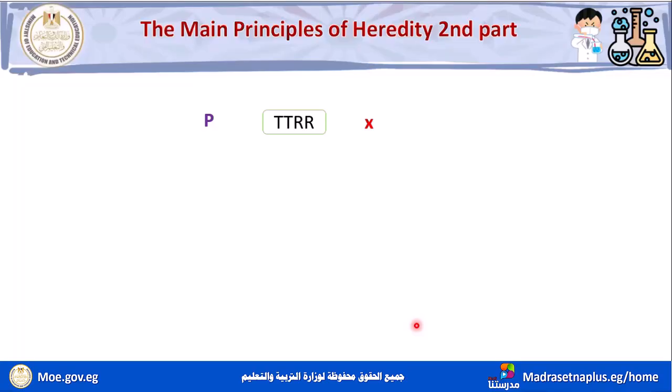Capital T capital T, capital R capital R: the pure plant of tall stem and red flowers, mating with small t small t, small r small r: the plant of short stem and white flowers. Gametes: capital T, capital R, capital R, and small t, small r, small t, small r.